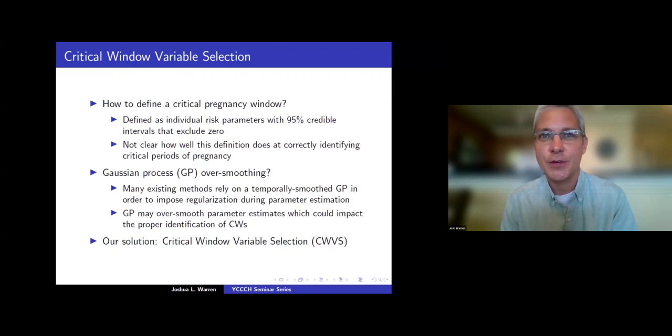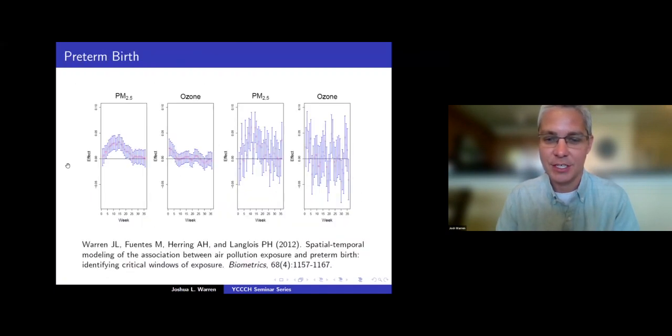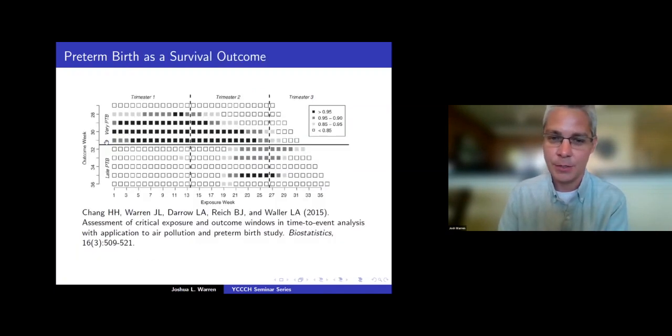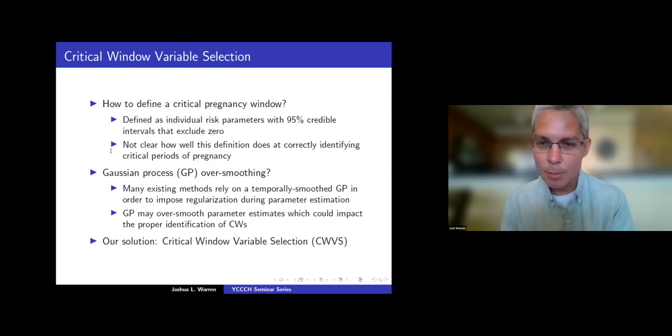And it seemed obvious at first, but then we started to really question the assumptions we had been making. But obviously what we had been doing, if I go back a few slides here, is just looking at when these individual week or time specific parameters exclude the critical value, zero in this case. And we were calling that a critical window. But we started to worry that this might not be getting exactly what we're hoping. Is it capturing the true set? Is this doing a good job?